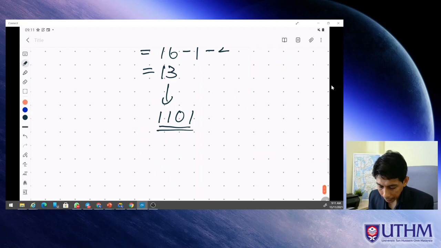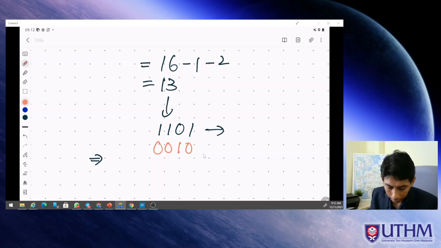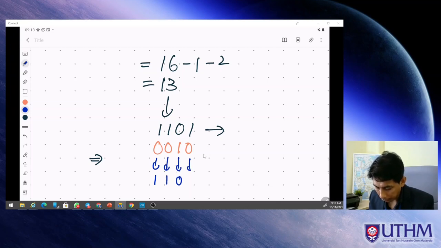And if you look at this, if you have number 2 in binary, see, when you invert each bit of this one, you can actually get, from 0, you get 1. From 0 here, you get 1. From 1 here, you get 0. From 0 here, you get 1. So you get this one.